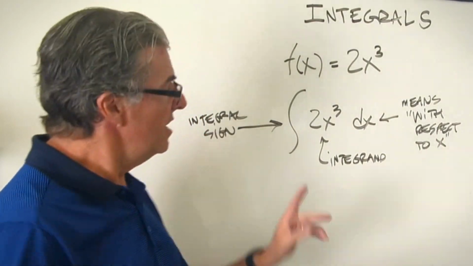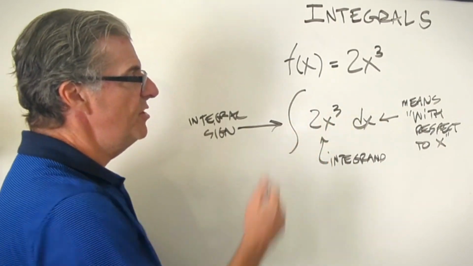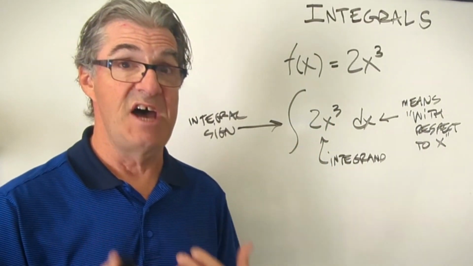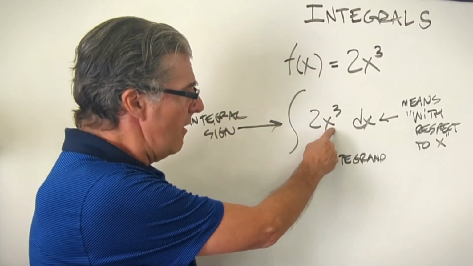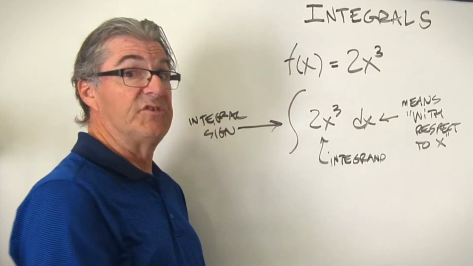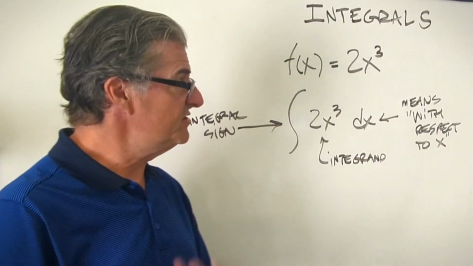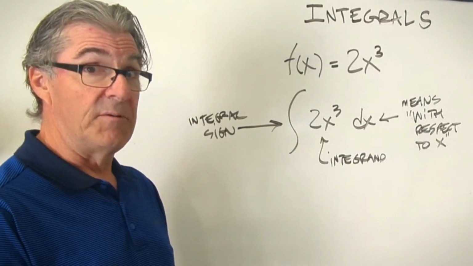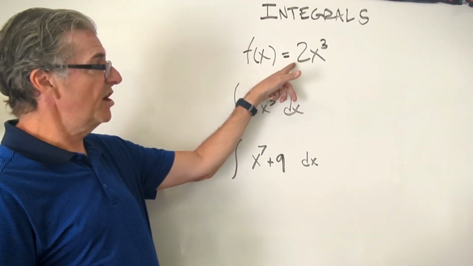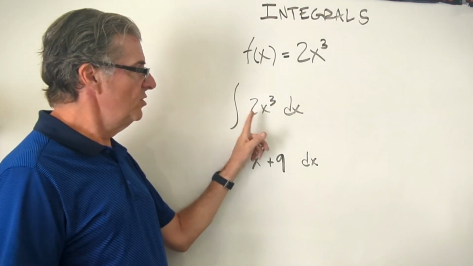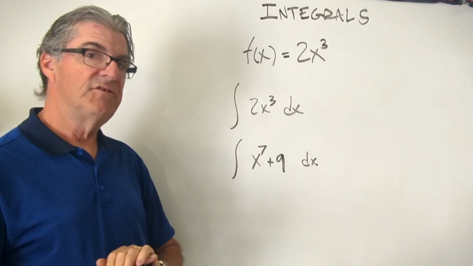So check this out. The way to read this would be find the integral of 2x to the third with respect to x. And the with respect to x means we're just integrating over smaller and smaller intervals of x to find the slope of tangent lines and all that good stuff. So let's do a couple. Okay, here's a couple of them. Let's just go ahead and do this one. I started here. So integral of 2x to the third with respect to x. Go ahead, pause the video, and do that problem.